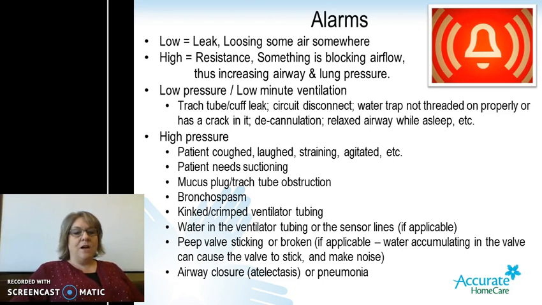It could be time for them to have a nebulizer treatment, because their lungs are bronchospasming and tightening and shutting down. They could have kinked or crimped ventilator tubing. This is caused by a wheelchair running over top of the tubing and blocking the airflow. There could be too much water or condensation in the ventilator tubing, or even in the sensor lines. The PEEP valve could be sticking, or it could be broken, or even water could accumulate in the valve and cause that valve to stick and make some noise and cause the high pressure alarm to go off. It will also go off if there's airway closure or atelectasis or a pneumonia starting with your patient.